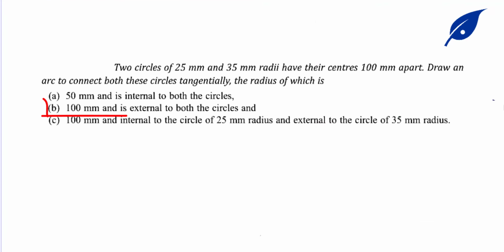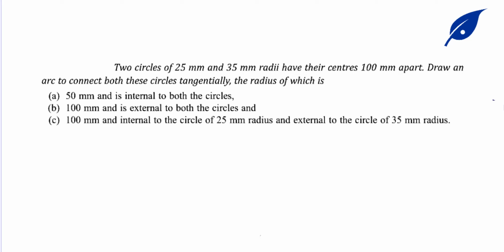Now move to the second part. For B, it says the radius of the arc is 100mm and is external. So at this point, we're going to subtract this radius of the arc from the radius of each of the given circles, and that way we'll be able to get the external arc for both of the circles. So let's start this way.